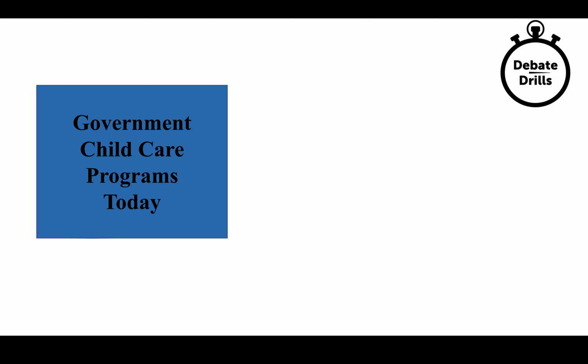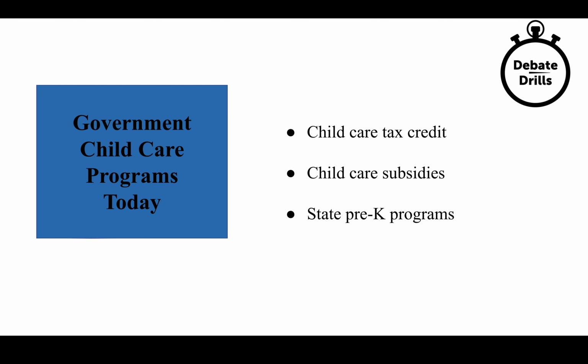Now today, we do have many different government child care programs that are meant to ease the burden on families with children. There's the child care tax credit. There's also child care subsidies. There are state pre-kindergarten programs, pre-K programs. There's also the Child Care and Development Block Grant. None of these programs, though, universally provide child care. They're meant to assist, not provide, in the provision of child care.